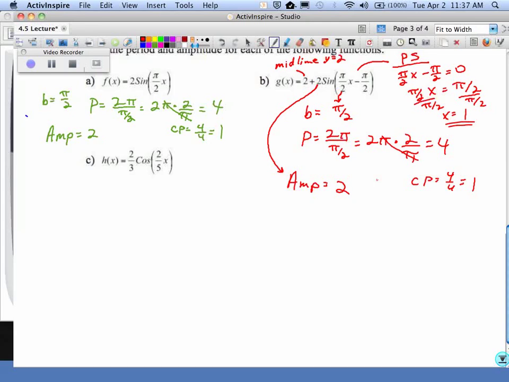B value is 2/5. What's going to happen? 2 pi divided by 2/5 is 2 pi times 5 over 2. We cancel the 2's, and you're left with 5 pi. What's your amplitude? 2/3. So that one won't stretch up to 1. It's almost up there.